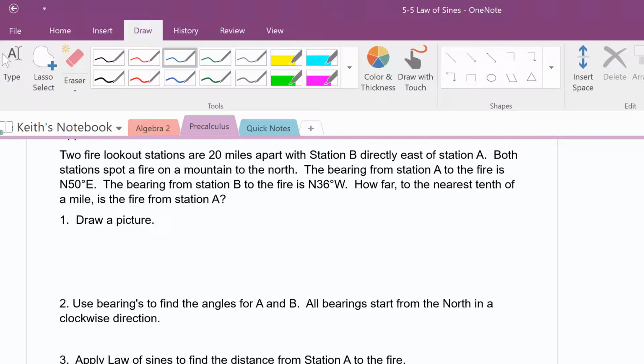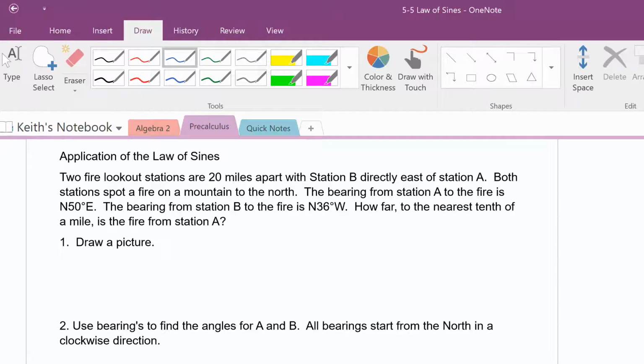All right, the word problem here, application of the law of sines. Two fire lookout stations are 20 miles apart, with station B directly east of station A. So here's station A, here's station B. Both stations spot a fire on a mountain to the north. So here's your fire here.